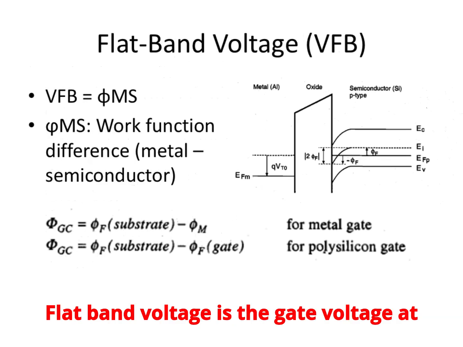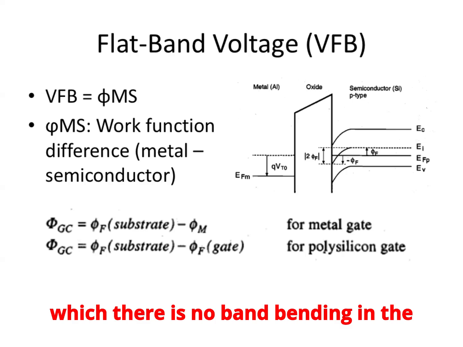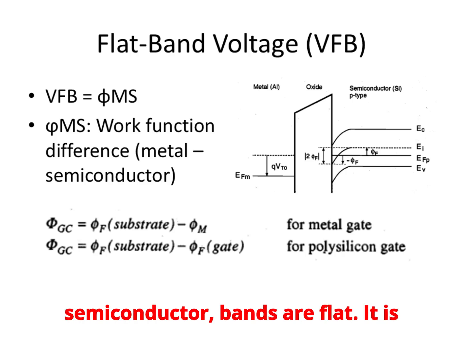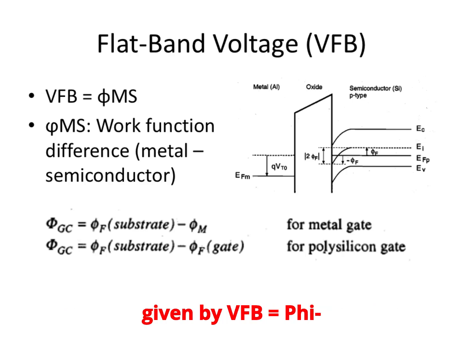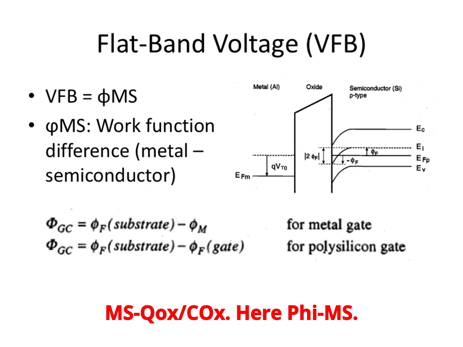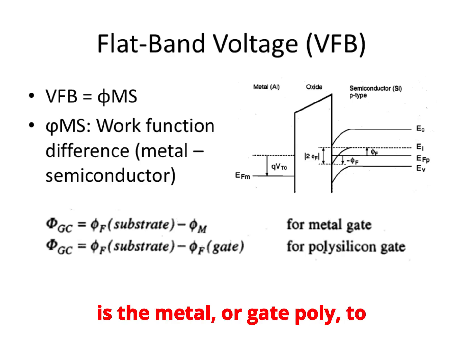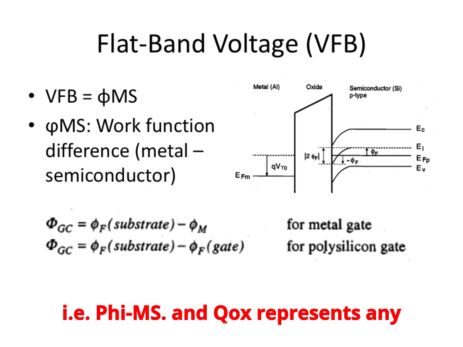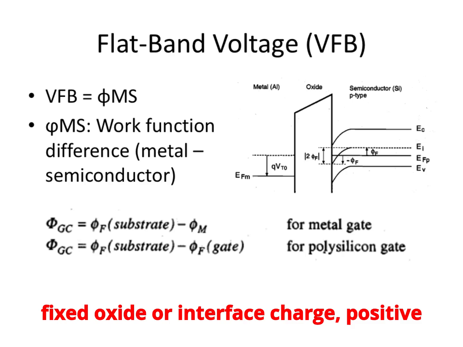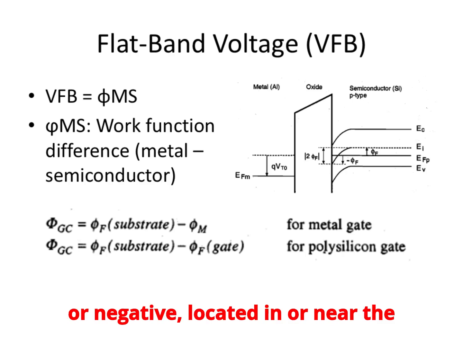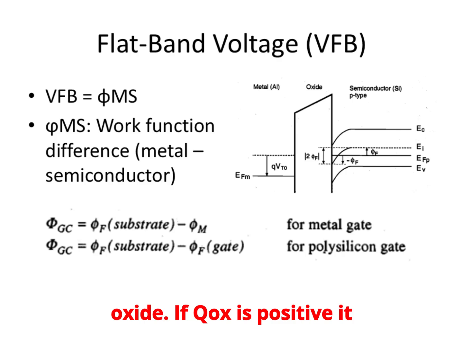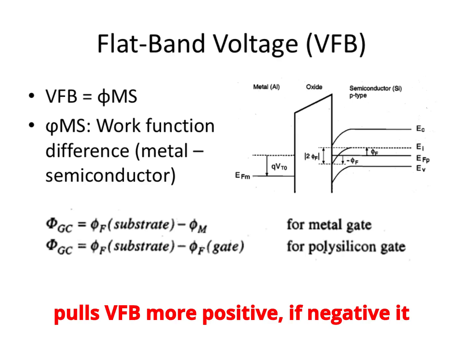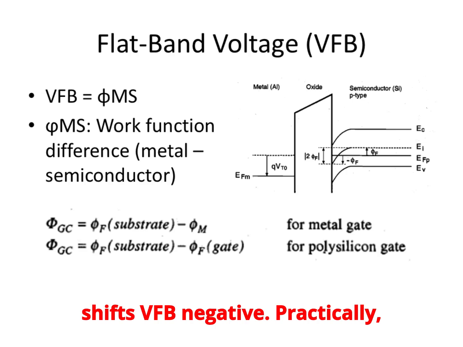Flat band voltage is the gate voltage at which there is no band bending in the semiconductor, the bands are flat. It is given by VFB equals φMS minus QOX/COX. Here φMS is the metal, or gate poly, to semiconductor work function difference, i.e., φM minus φS, and QOX represents any fixed oxide or interface charge, positive or negative, located in or near the oxide. If QOX is positive it pulls VFB more negative, if negative it shifts VFB positive.